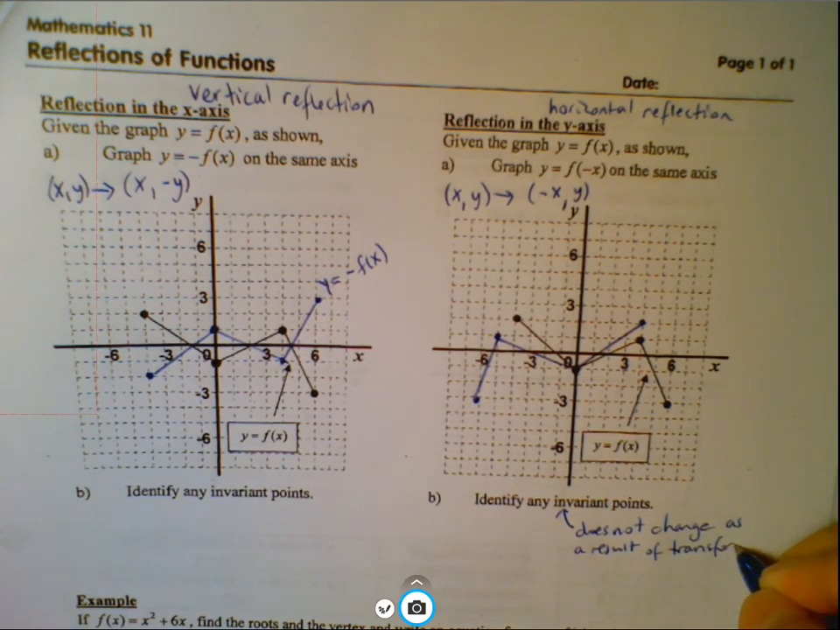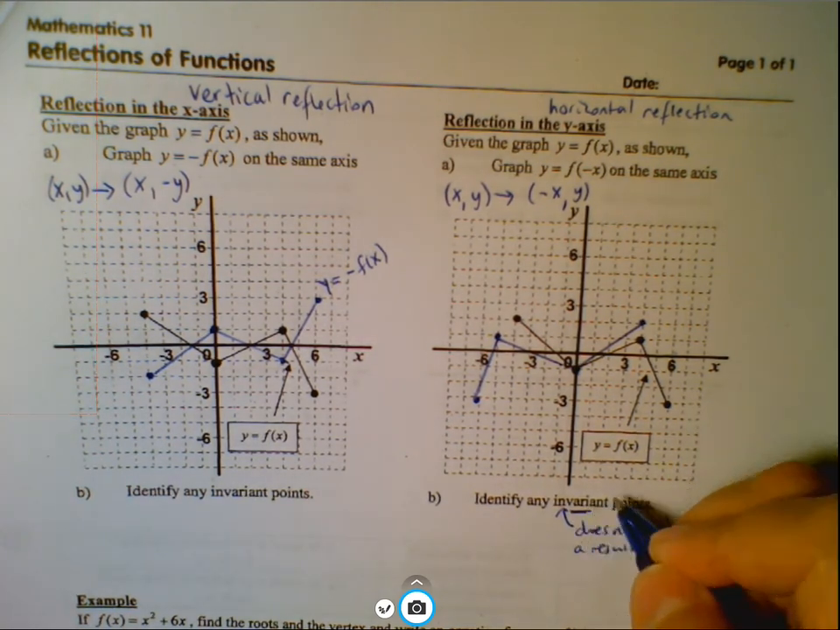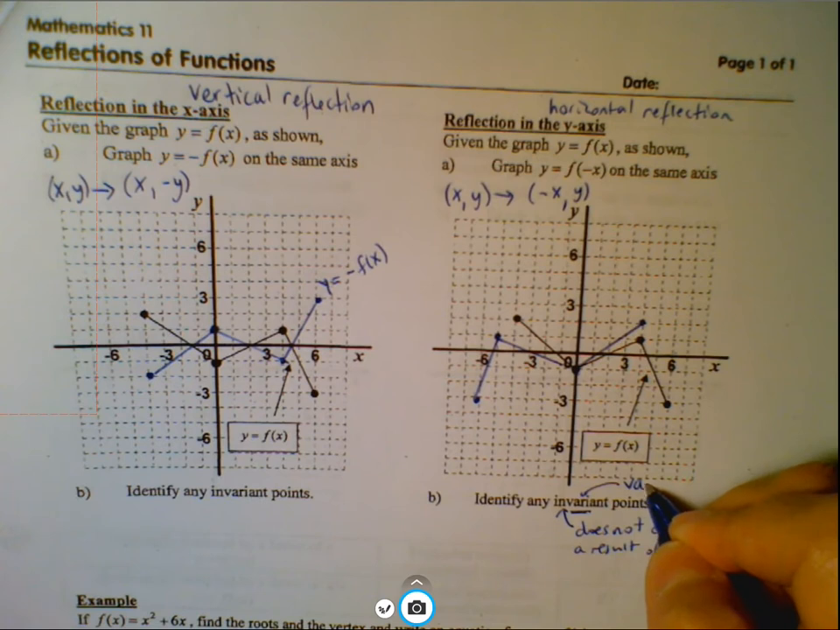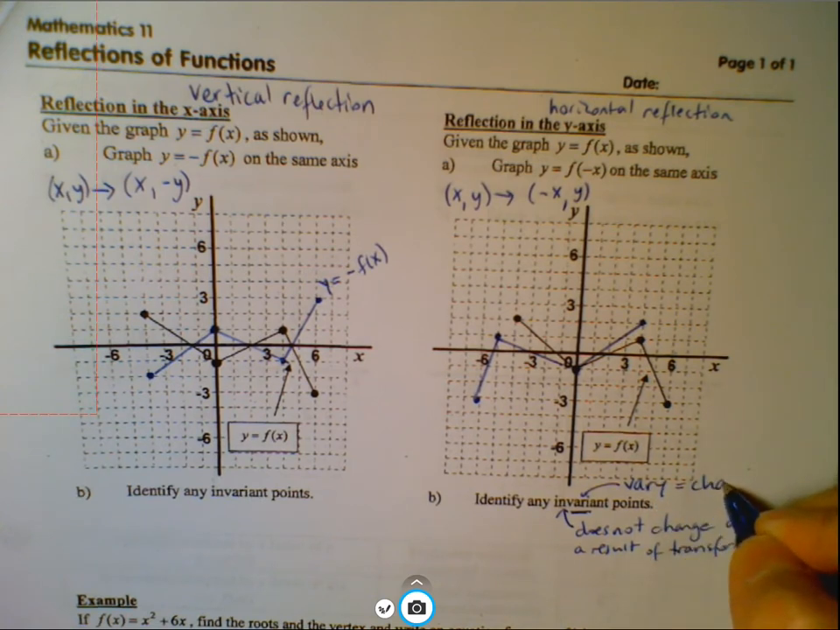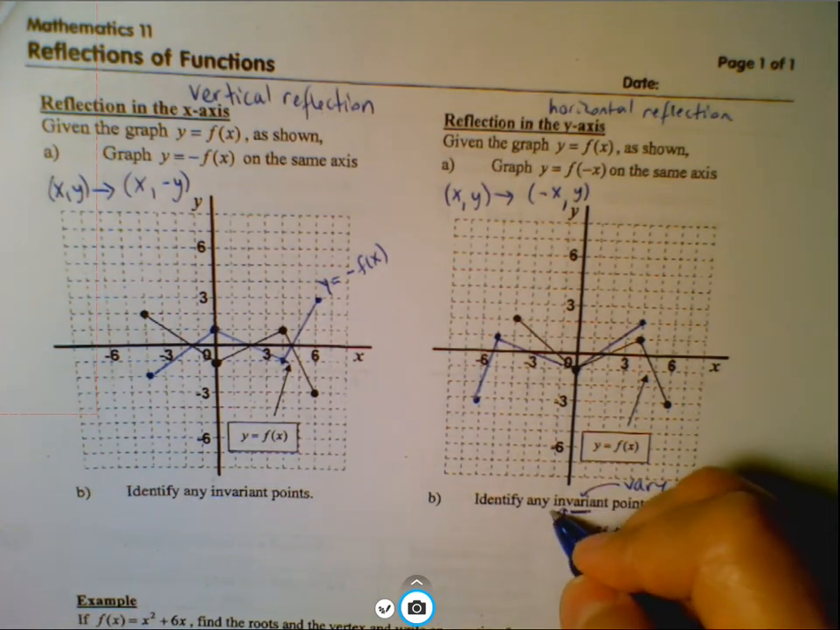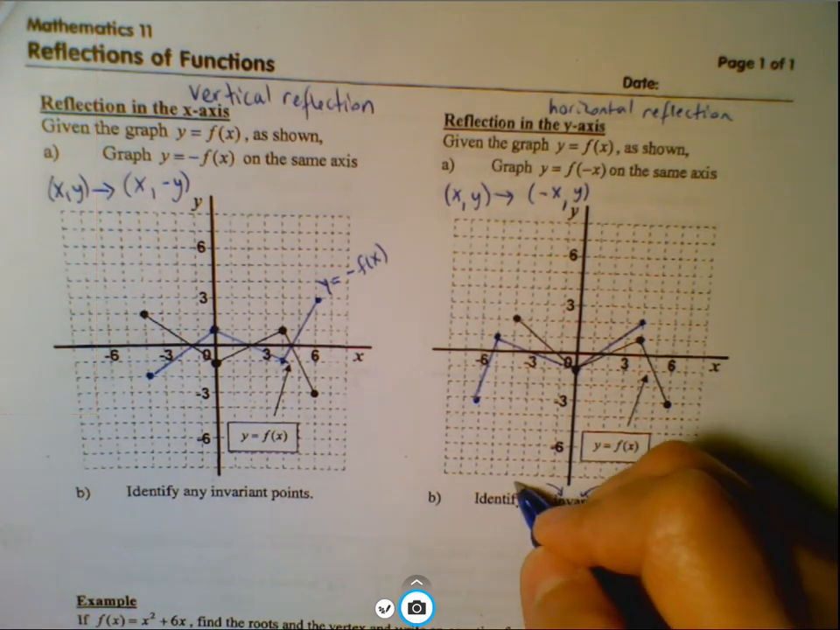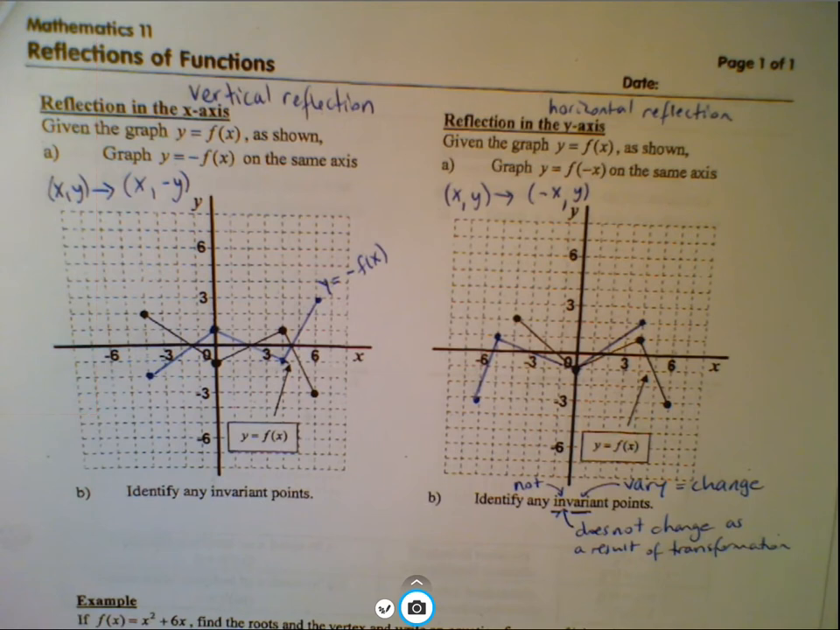So I'm just going to finish this. Okay, invariant. The word vary means change in English, and the part that says in means doesn't or not. So it does not vary, it does not change. So these points don't change as a result of the transformation. So is there a point that didn't change as a result of what we did?